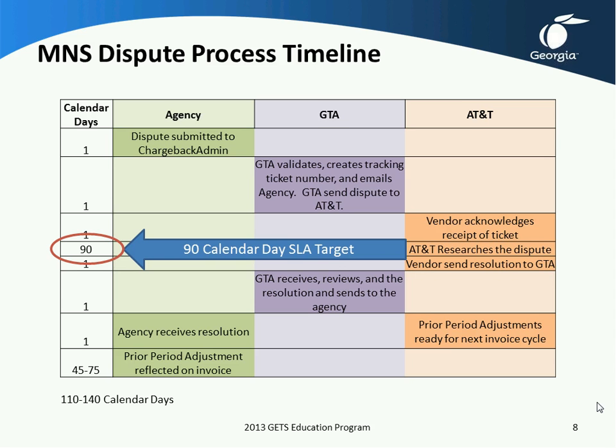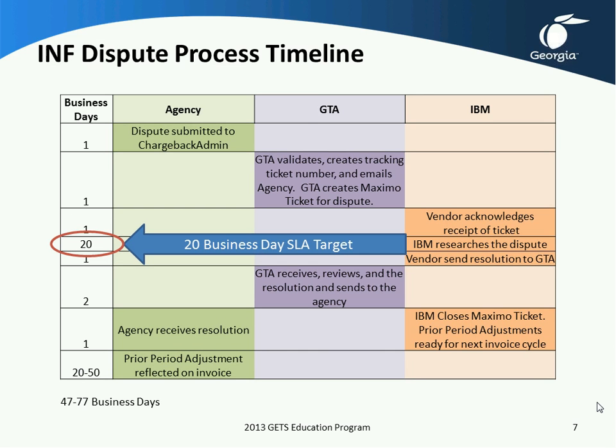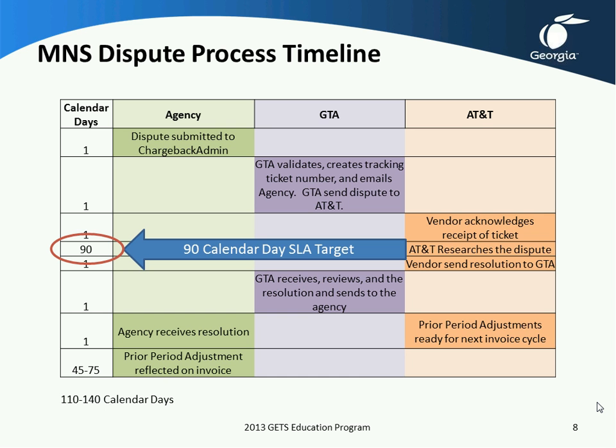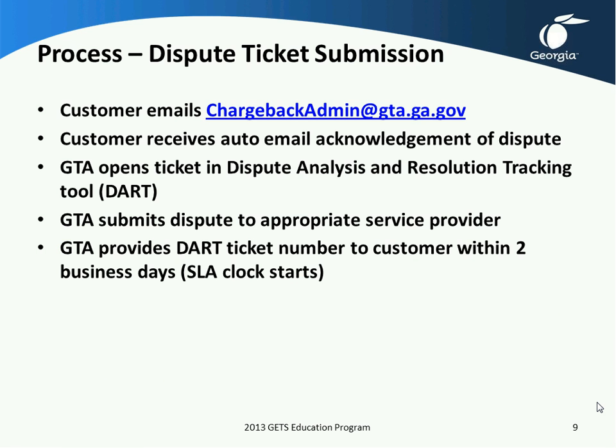So, again, 47 to 77 business days from start to finish on the infrastructure side, 110 to 140 calendar days up to on the M&S side from start to finish. Let me go ahead and dive down into the actual process.